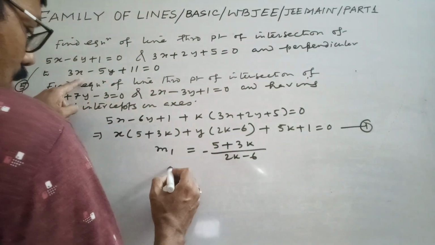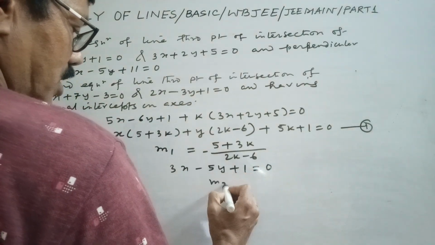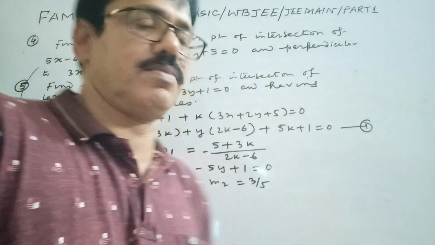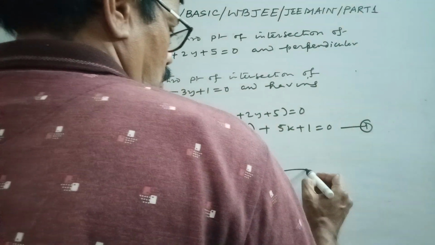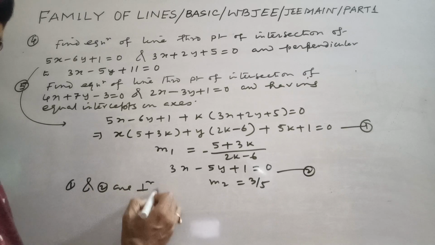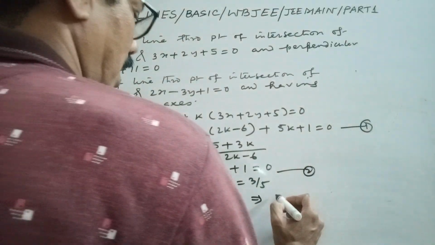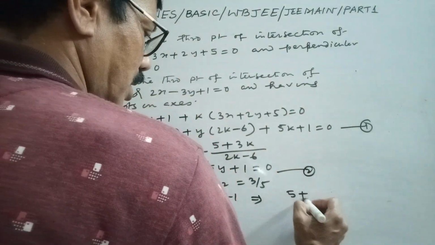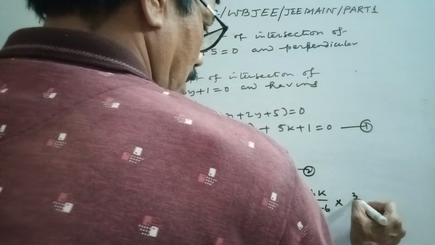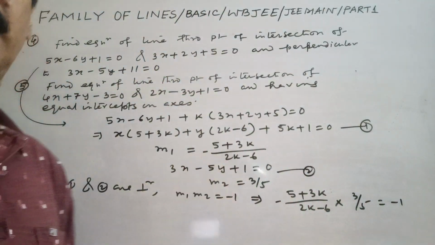Now this is perpendicular to 3x minus 5y plus 1 equals 0. Now what is M2? M2 is 3 by 5. Now this is line 2. Lines 1 and 2 are perpendicular. So M1 and M2 equals minus 1. This implies 5 plus 3k by 2k minus 6 into 3 by 5 equals minus 1. And here also a minus 1.